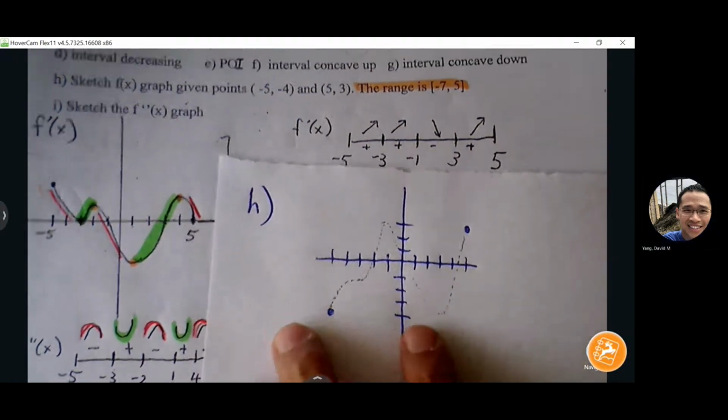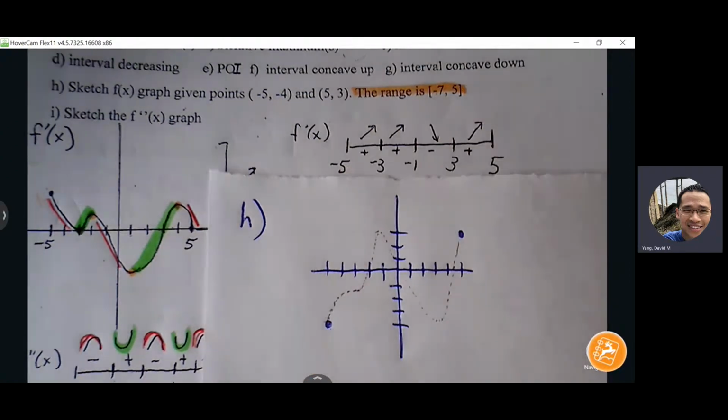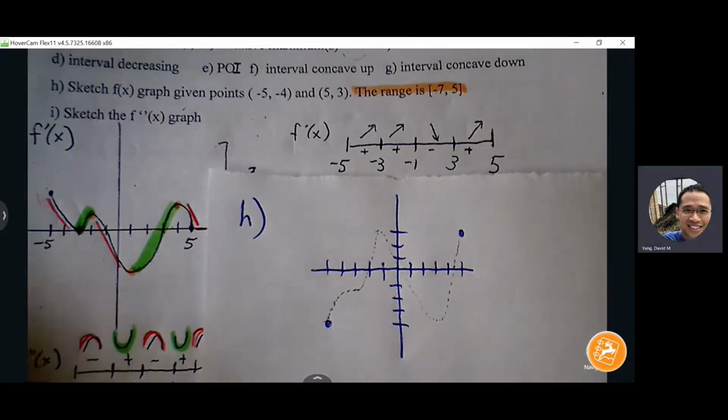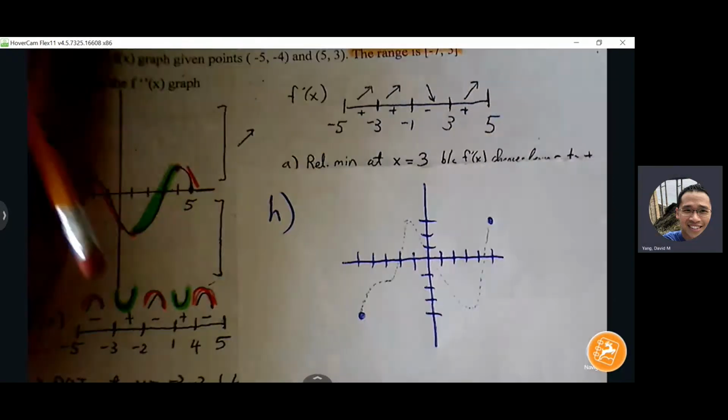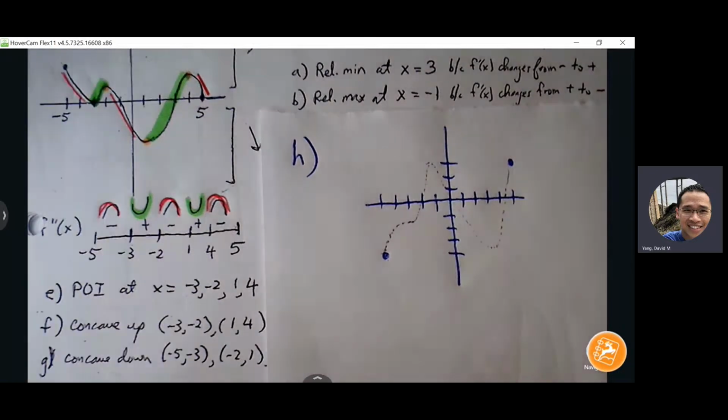And again, the movement of your graph should mimic your arrows, right? Your arrows are telling you exactly how to move. Now, let's go to our second derivative sign line. We're going to try to give this graph a little bit more detail.